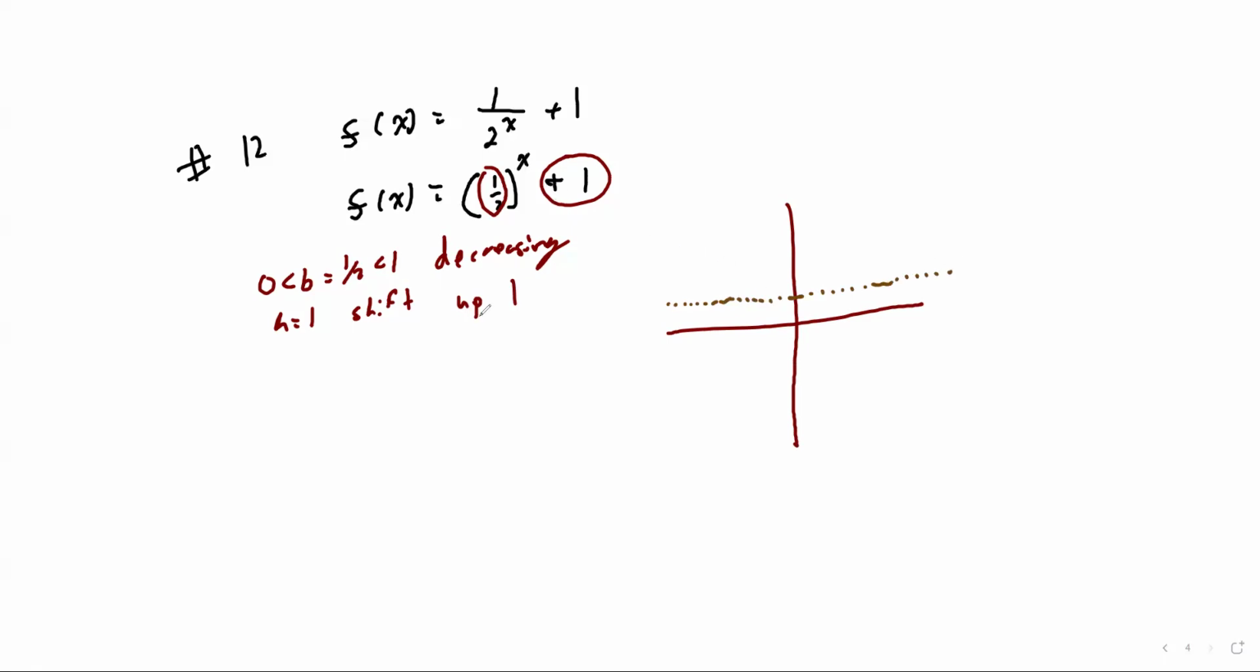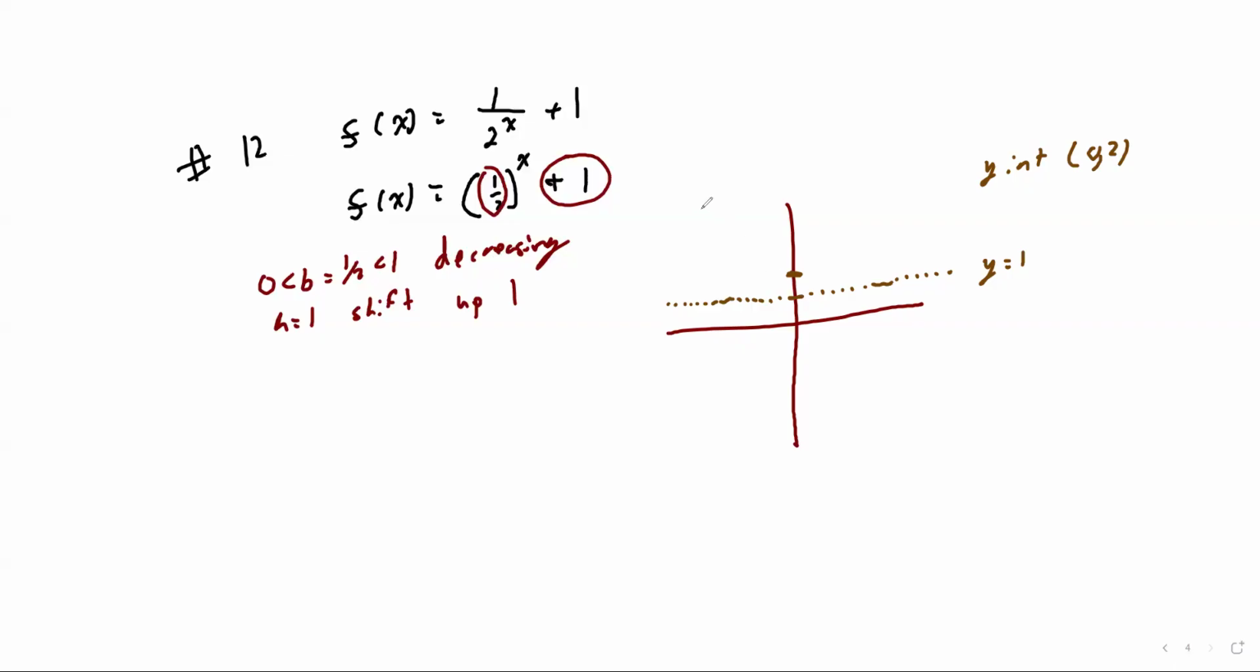What that also means, not only does the horizontal asymptote shift up 1, but so does the y-intercept. The y-intercept was originally at 1. Now it's going to be at 2. So your y-intercept is now at (0, 2). So that also shifts up.